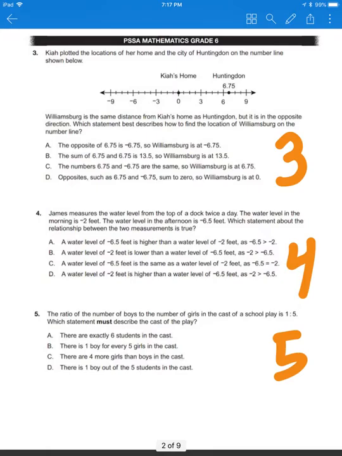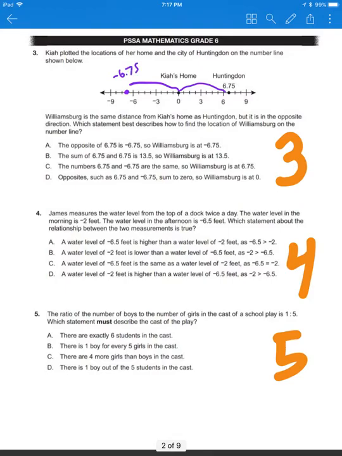Okay, on the next page, number 3, it says, Kaya plotted the locations of her home and the city of Huntington on the number line shown below. So her home is at 0 and Huntington is at 6.75. Now it says Williamsburg is the same distance from Kaya's home as Huntington, but is in the opposite direction. Which statement best describes how to find the location of Williamsburg on the number line? So let me first plot it here. Williamsburg is the same distance from Kaya's home, but in the opposite direction. So if Huntington is 6.75 that way, Williamsburg will be 6.75 that way. So that's going to be right there at negative 6.75.